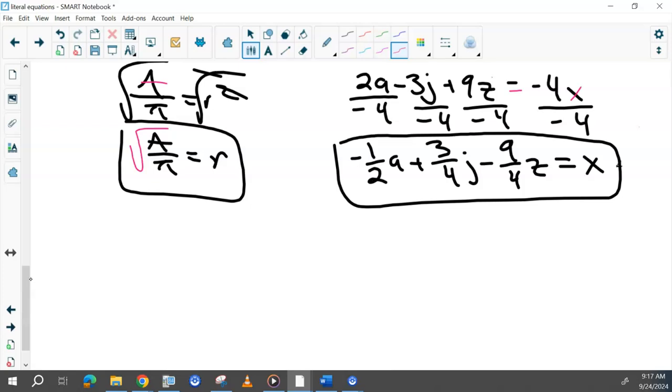So why did the sign change from negative to positive and positive to negative? Because we divided by a negative, so every time we divided by a negative, the signs would change. Because this was a positive, we divided by a negative, so that became a negative. We divided by a negative, it was already negative, so that became a positive, and so on and so forth.